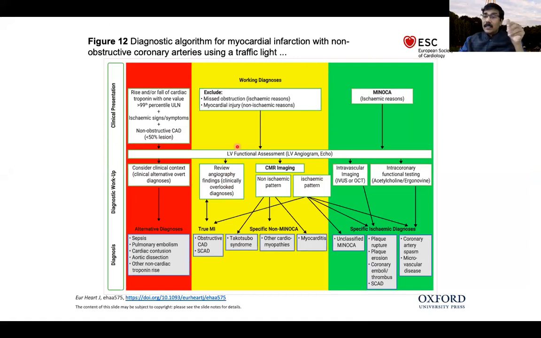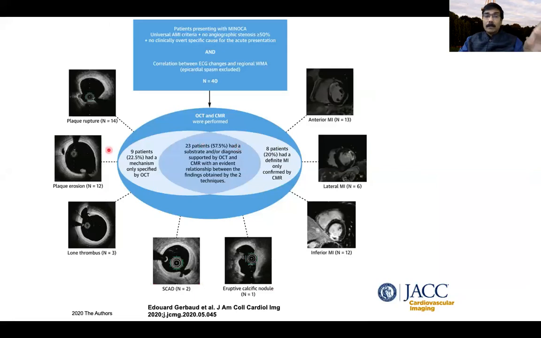Now, if you have a patient with a myocardial infarction, do an angiogram and don't find much, the OCT and the CMR are very useful. How useful? Because you find plaque rupture, plaque erosion, angiogram looks normal. You could also have a single small lone thrombus like this. Coronary artery dissections can be there. You can have a small eruptive nodule, and the AMI can be detected by the CMR.